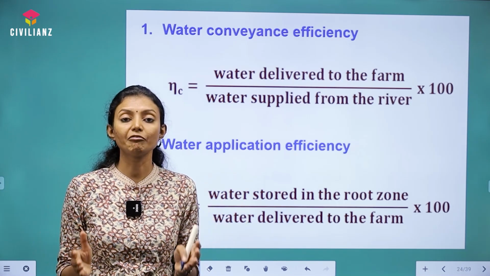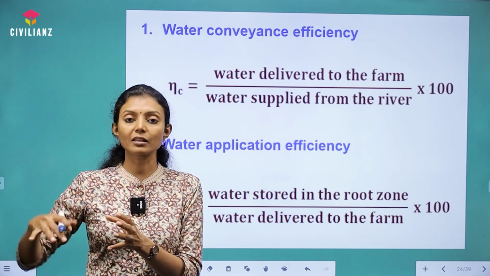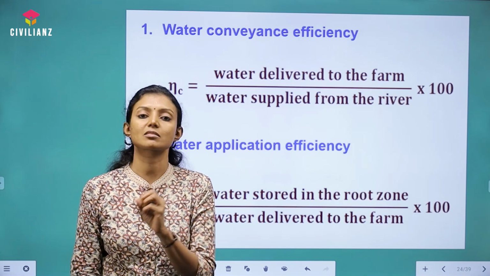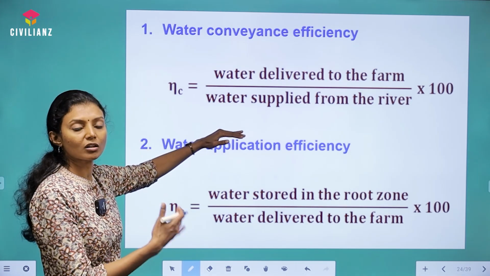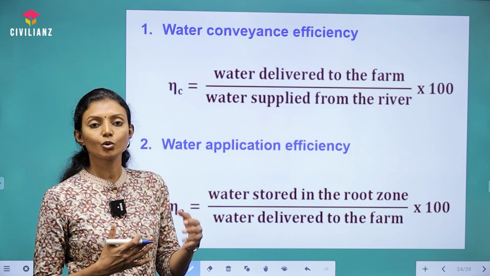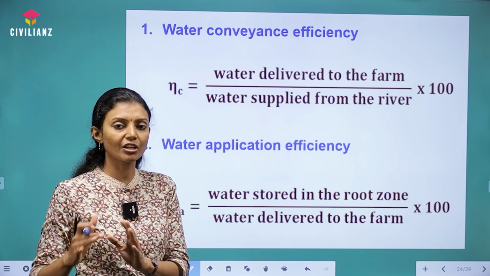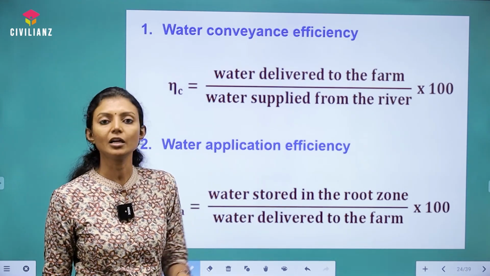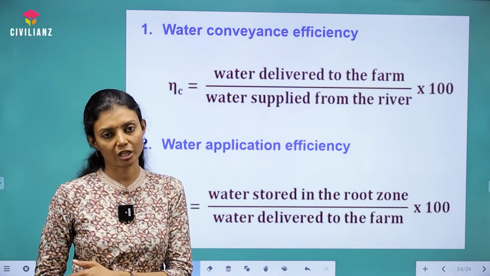This is known as conveyance efficiency. The amount of water supplied from the river and the amount which was actually delivered to the field. This is known as conveyance efficiency. The water delivered to the field divided by water supplied from the river. So obviously you can't get 100% here. You have to compensate for the losses. So if you want 70 cubics in the field, definitely you should take more than that from the river. Then only you can compensate for the losses that are taking place during transportation.